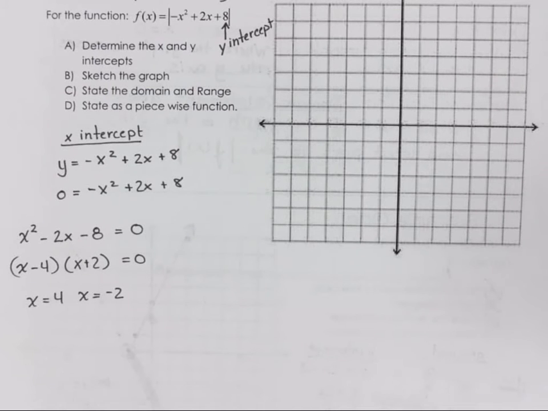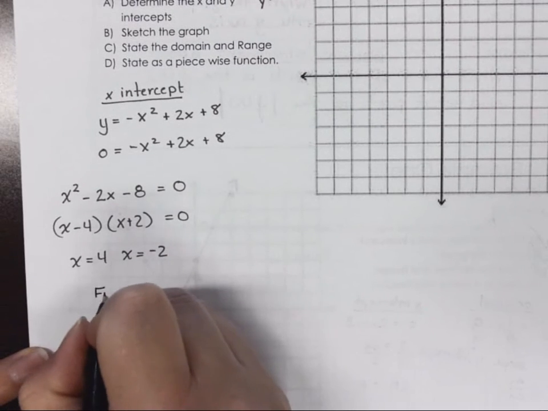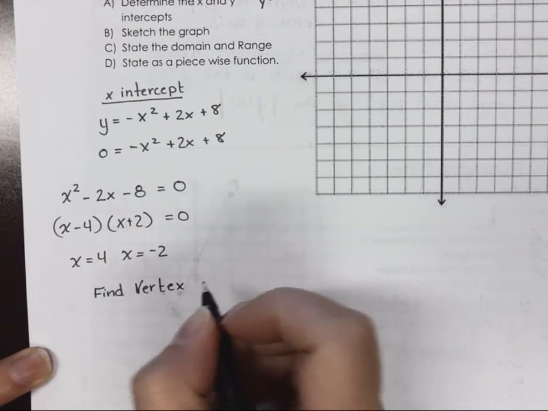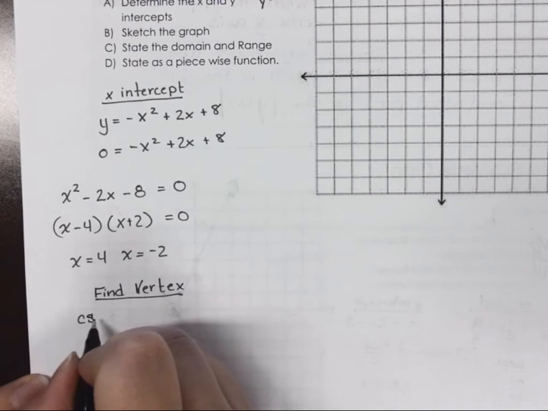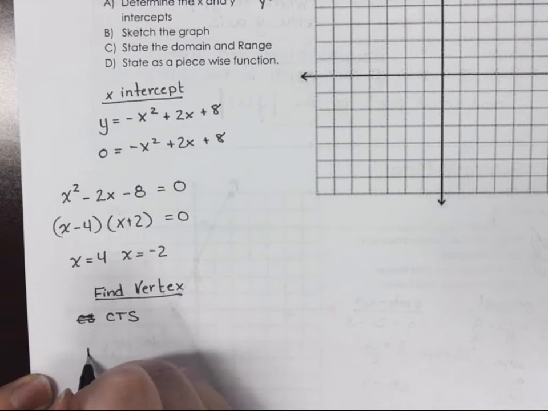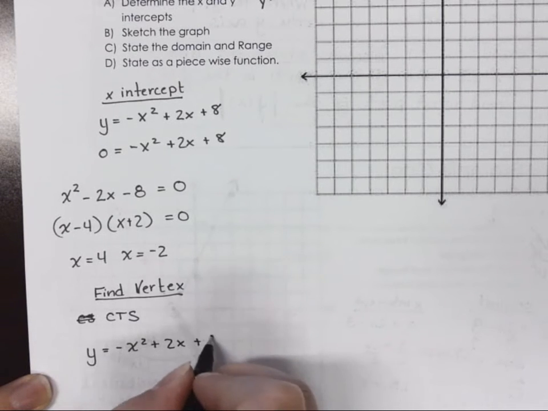We need the vertex. So which way do you guys want to do it? Do you want to complete the square or do you want to do the secret formula? Secret formula. Oh, simple. Okay. Can we complete the square? Okay. I'll start, okay, so x-intercepts, we gotta find the vertex. So I'm gonna complete the square. I guess that's CTS, complete the square. So I've got y equals negative x squared plus 2x plus 8.